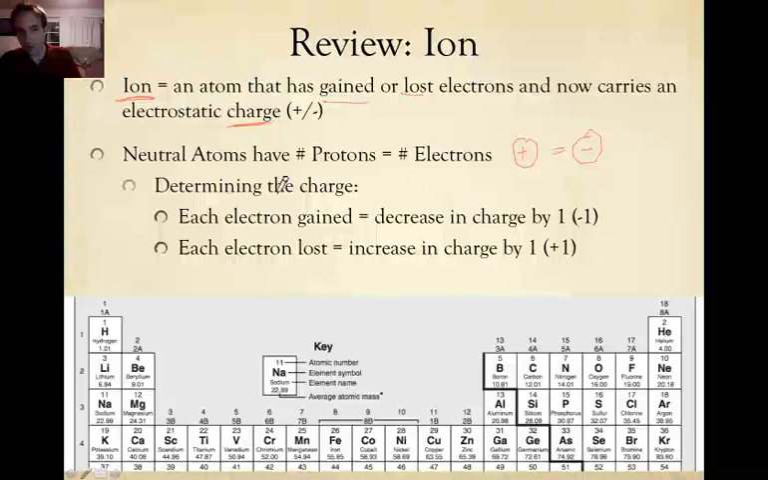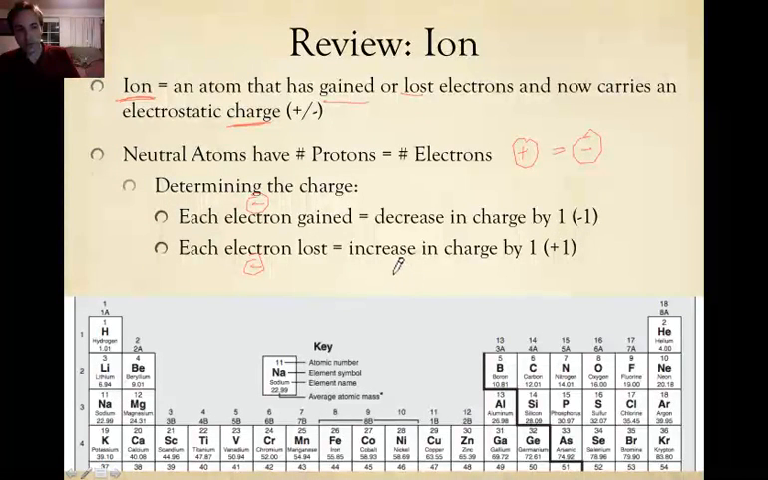So how do we determine that charge? Simple way of explaining it is every time you gain an electron, remember electrons have negative charges, that means that your charge of the atom is going to decrease because you're gaining a negative. Okay, so for every electron you gain, your charge decreases by 1 or goes down by a -1. So if you gain 3, your charge is now -3. If you lose an electron, okay, meaning you lose a negative charge, that means that essentially now your charge has increased by 1 or becomes +1.